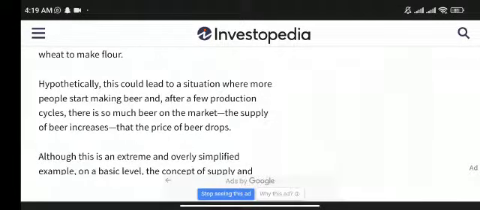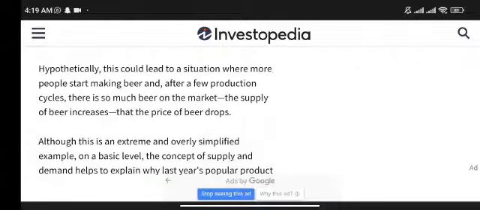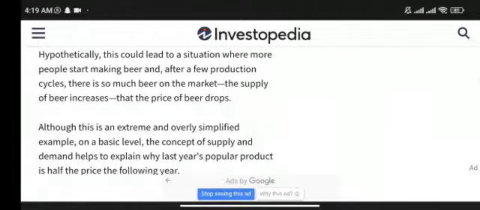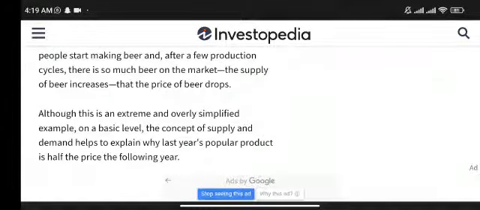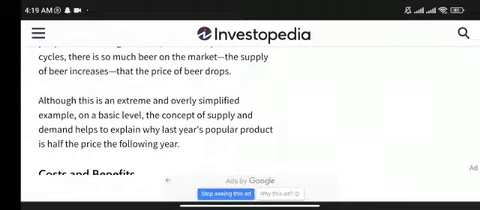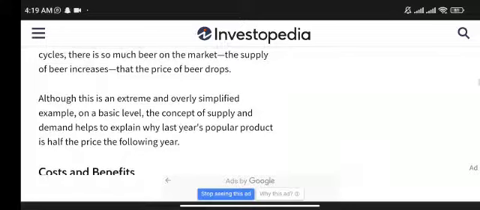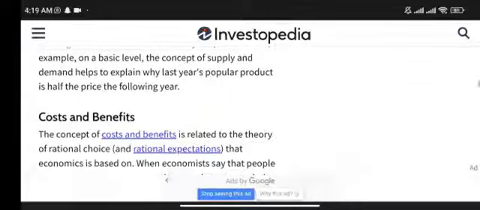Hypothetically, this could lead to a situation where more people start making beer, and after a few production cycles there is so much beer on the market, the supply of beer increases, that the price of beer drops. Although this is an extreme and overly simplified example, on a basic level, the concept of supply and demand helps to explain why last year's popular product is half the price the following year.